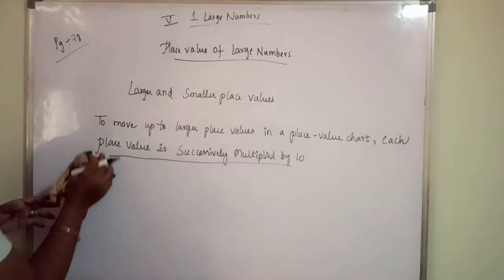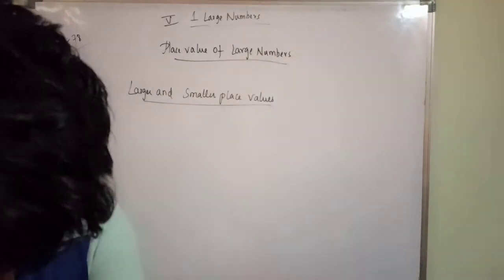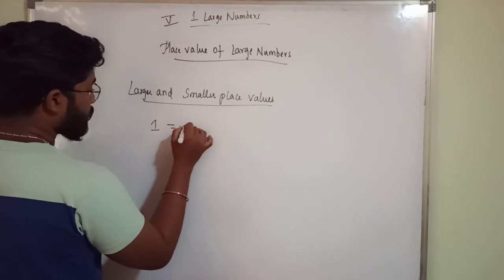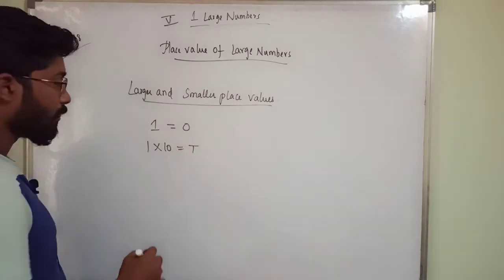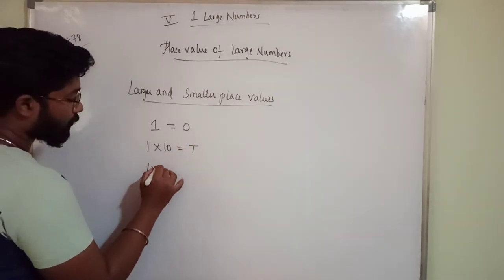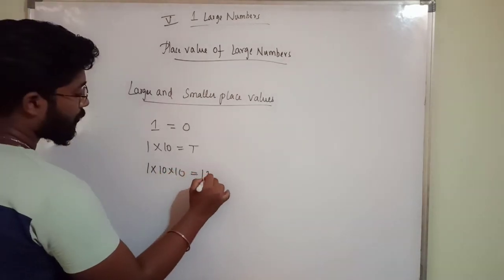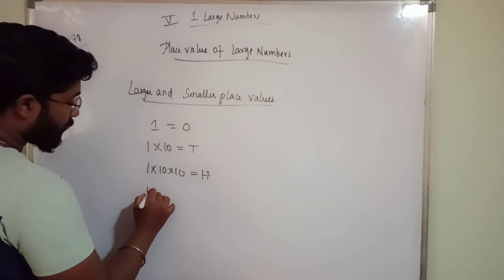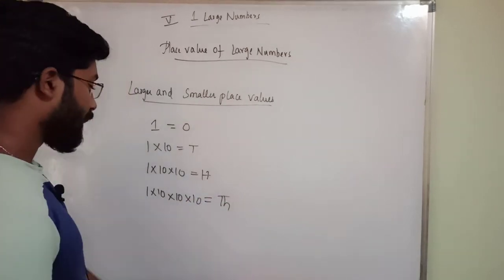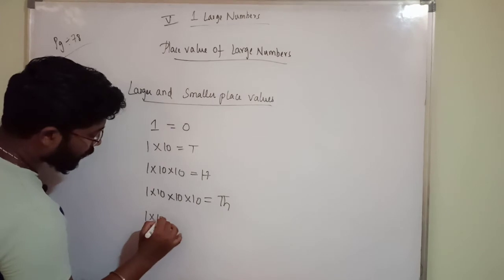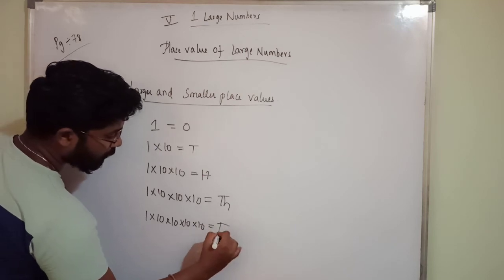So let us discuss this. Let us see. 1 is in the ones place. 1 into 10, this is tens. Next, to get 100, what will you do? 1 into 10 into 10. So this will become 100. Next you want thousands. 1 into 10 into 10 into 10, then you will get thousands. So to get 10,000s, what will you do? 1 into 10, so these are 3 tens now. One more 10 you will multiply. You will get 10,000s.